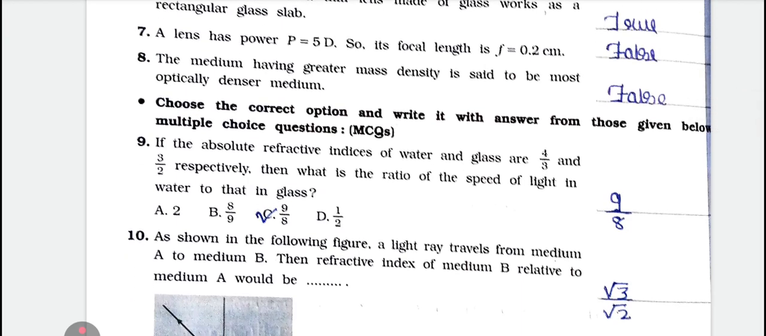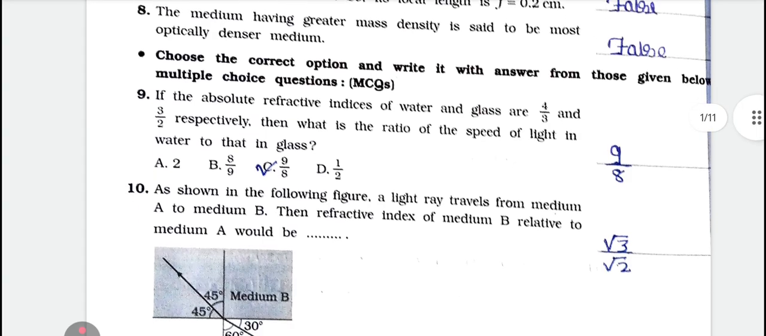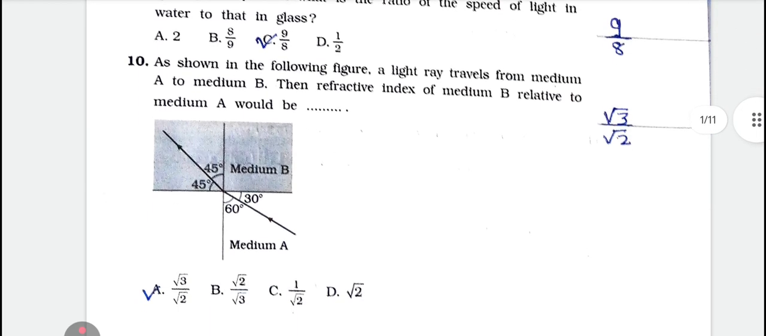Next, if the absolute refractive indices of water and glass are 4 by 3 and 3 by 2 respectively, then what is the ratio of the speed of light in water to that in glass? तो आंसर आएगा 9 by 8. Next, as shown in the following figure, the light rays travel from medium A to medium B. Then the refractive index of medium B relative to medium A would be root 3 by root 2.